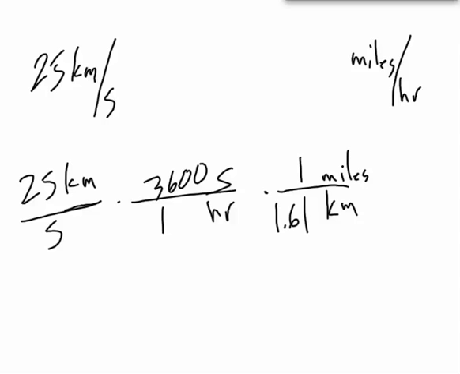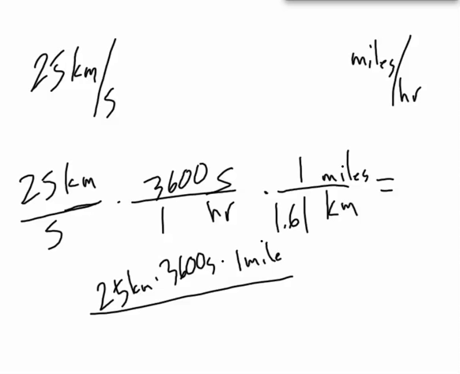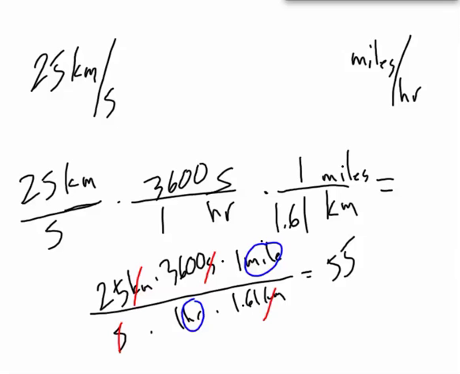So then, that's going to equal 25 kilometers times 3,600 seconds times 1 mile, and that's all over seconds times 1 hour times 1.61 kilometers. You notice that kilometers factor out, seconds factor out, you're left with miles per hour, which is exactly what you want. And then you do the math: 55,900.62112. So 55,900 miles per hour.